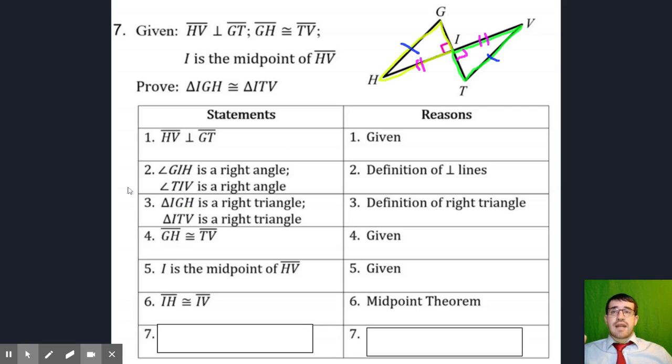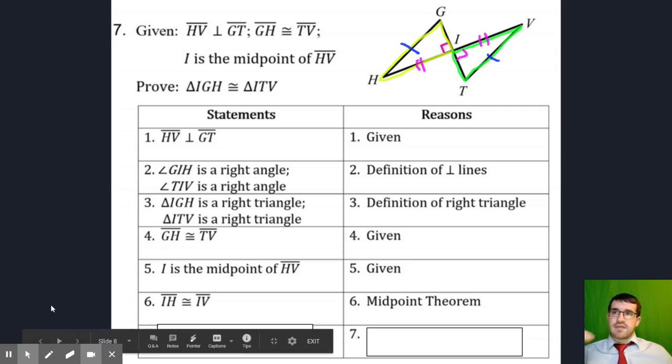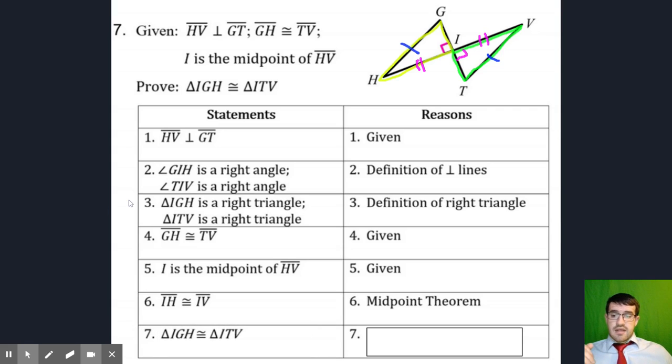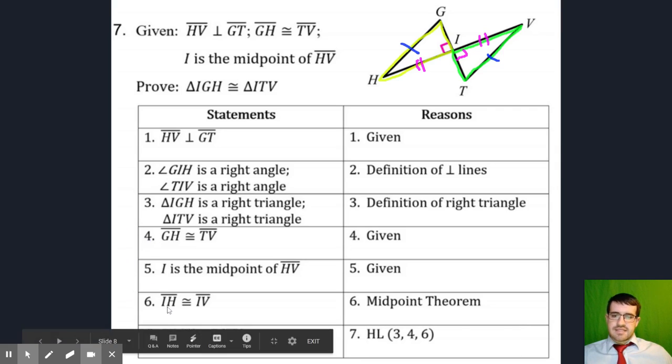Right now we don't have any way to write, like the SAS we can write in the margins here, but we don't have that for the hypotenuse leg, so I would recommend going in the order of the right triangle, the hypotenuse, and then the leg congruence. And what we have here is triangle IGH is congruent to triangle ITV by HL, and that is in statements 3, 4, and 6.